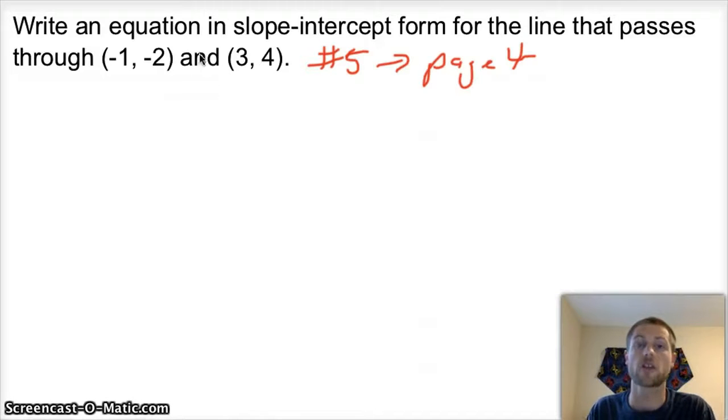Now, if you didn't catch the video before this and you're still having some trouble when I give you a slope and a point, I would check that one out first, and then check this one out second. But if you're ready for it, let's dive into this one.